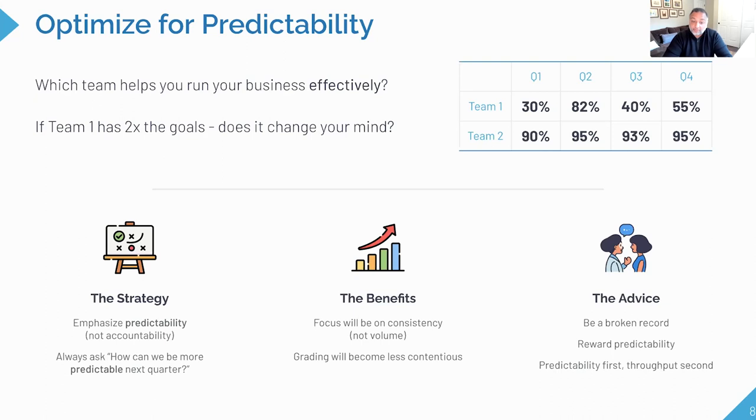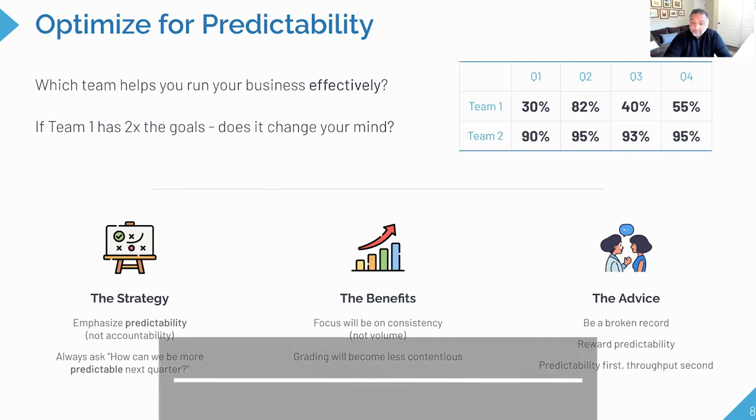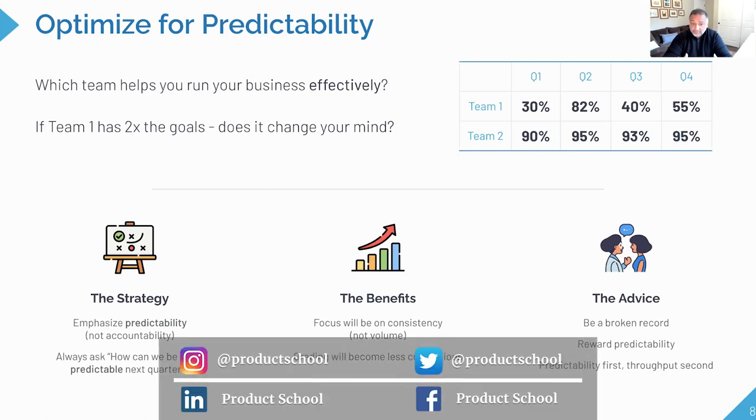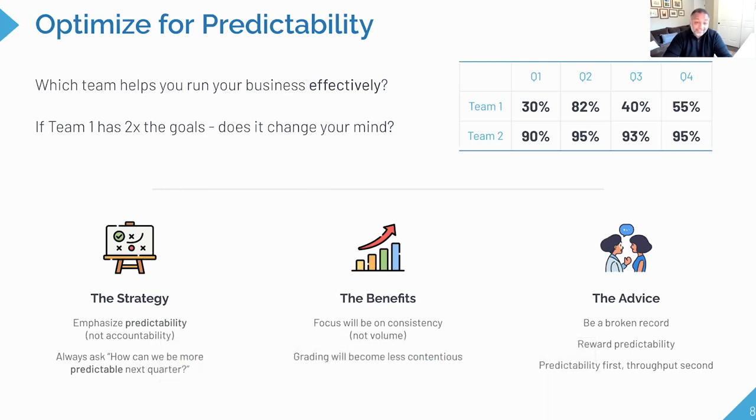So now let's talk about the benefits of this strategy. Remember when we talked about the practice of OKRs, how teams felt pressure to take on more OKRs than they could handle? So if you build a culture that values consistency of delivery over volume, you'll help eliminate that pressure. Another big benefit is grading becomes much less contentious, if teams truly believe that they're being graded on the quality of their prediction versus the quality of their efforts.